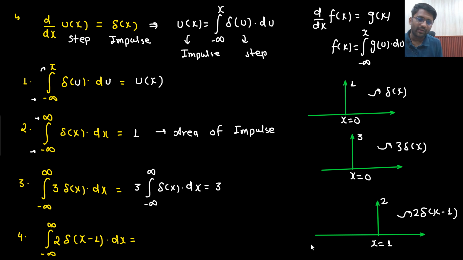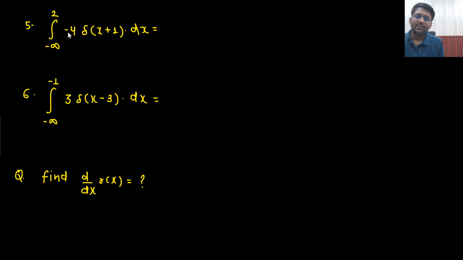So what are you integrating? You are integrating from -infinity to infinity. What is the area you will be getting? That will be 2 only. Understandable? Next question: -4 delta of x plus 1. Delta of x plus 1.